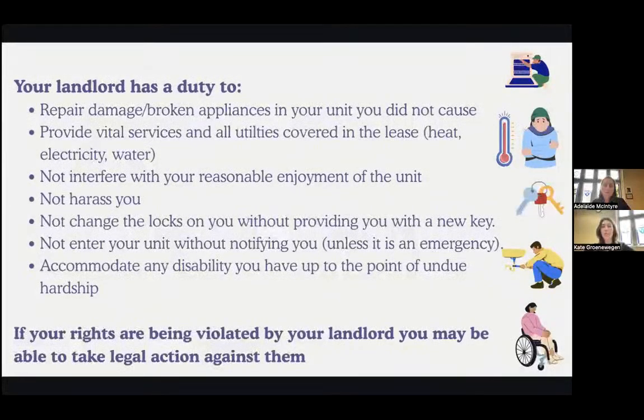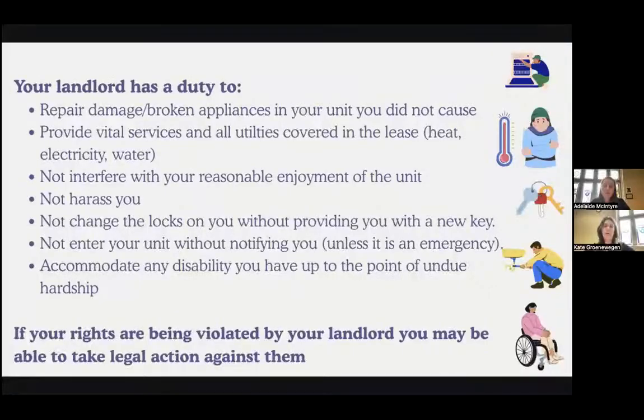Ontario has very cold winters, and cities have laws around when your heat must be on. In London, your unit must be heated to a minimum temperature of 20 degrees Celsius from the 15th of September to the 15th of June. At all other times, it must be a minimum temperature of 18 degrees Celsius.